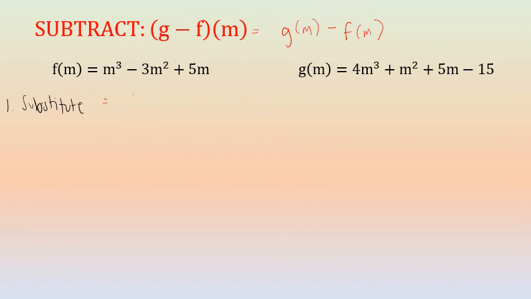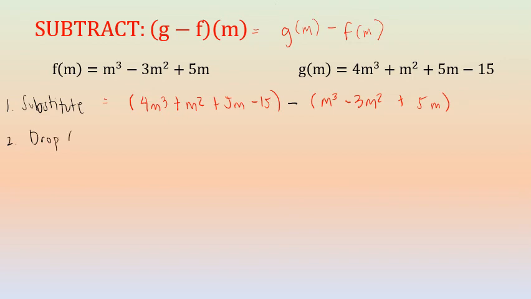Subtraction ito, class. We have g of m is 4m cubed plus m squared plus 5m minus 15, minus f of m, which is m cubed minus 3m squared plus 5m. Next step, we have to drop the parentheses. We have to drop these, yung mga parentheses natin.